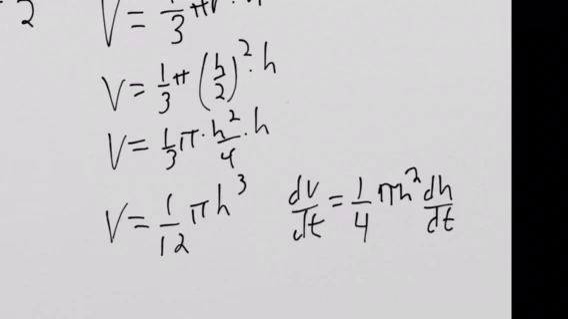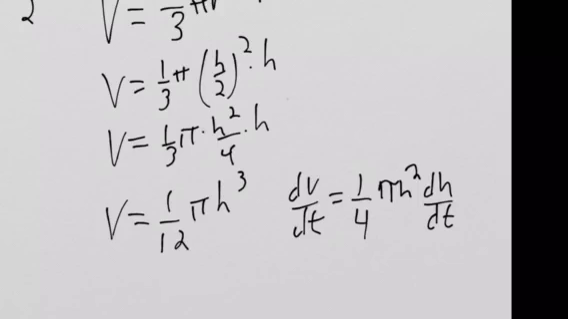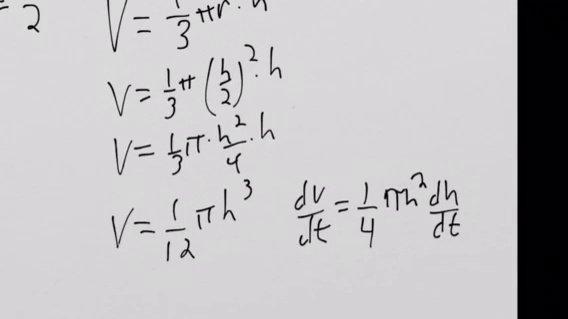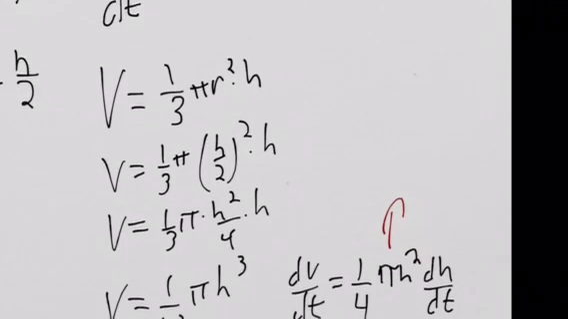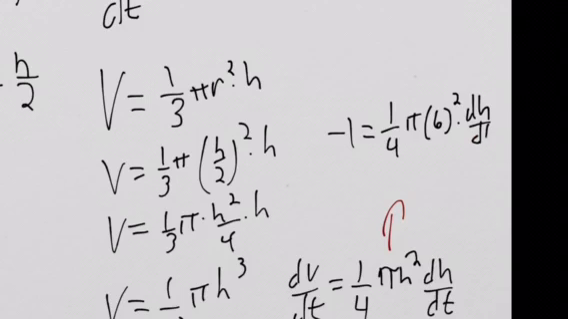Okay, remember we want dH dt. We want to know what dH dt is. We know what dV dt is, and we know what h is. dV dt is -1. So let's go up. I'm running out of space here. Okay, so dV dt is -1, and that's equal to 1/4 pi. H right now is 6 squared times dH dt.